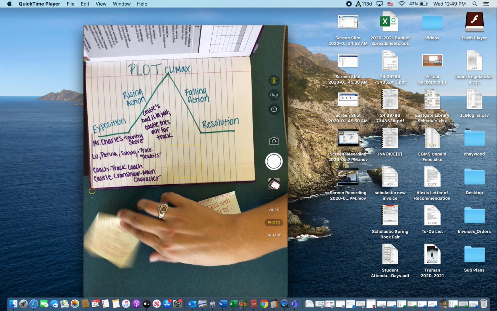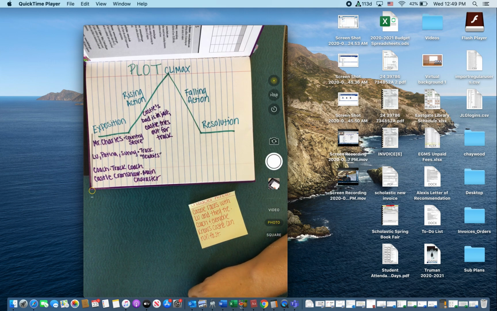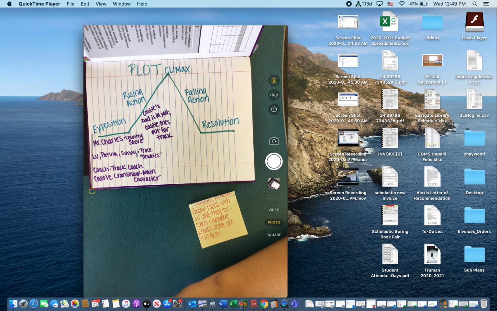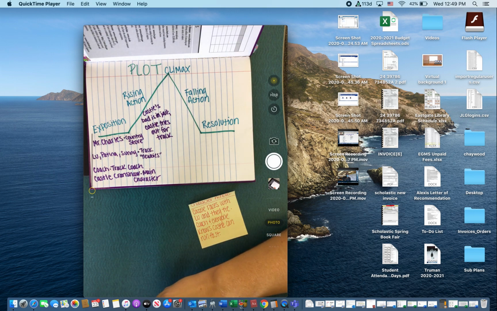Okay, so for my exposition, this book starts out with Mr. Charles, the country store worker. We have Lou, Patina, and Sunny. Those are our track newbies, so they are new to the track team. We have Coach. He is our track coach. And then we have Castle Crenshaw, the main character.